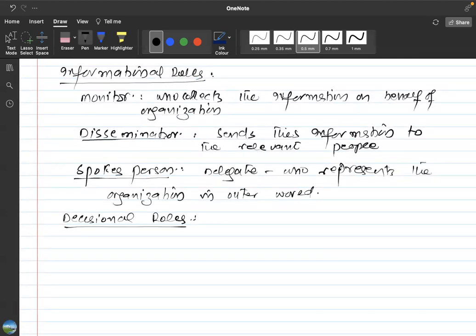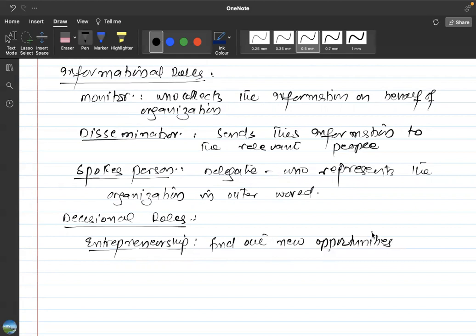The first decisional role is the entrepreneurship role. As a manager, they always try to find out new opportunities for the business. Where business can perform better, where there is less competition, for example, where the business can perform better in comparison with the other competitors. Another decisional role is resource allocator.